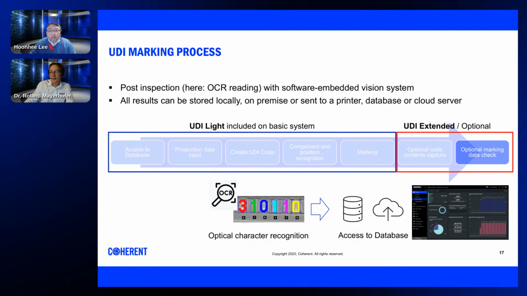And the final step, step number 7 now, is the optional marking data check. So also the optical character recognition, the reading of a clear text, can be done and can be programmed in our software in order to see, was it okay? Was it exactly as expected? Is the grading also okay? And if that's all okay, we will send the information back to wherever the customer wants it.